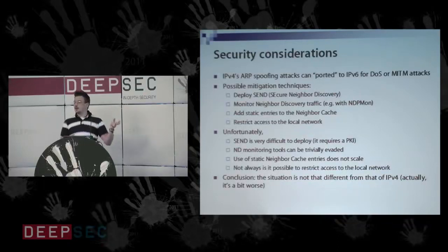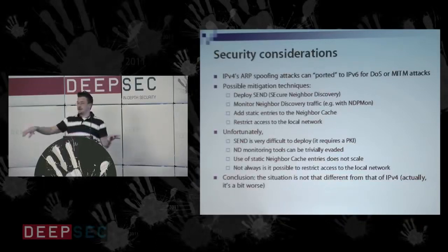The only thing to consider here is that there are some implementations in which, even if you add static entries, they don't care about that and they still use neighbor discovery. So you should keep that in mind. And finally, there is restricting access to the local network, which is a general measure and not just for neighbor discovery. To the extent that it's possible, if you can partition the network into many networks, that restricts the number of systems that an attacker can attack.